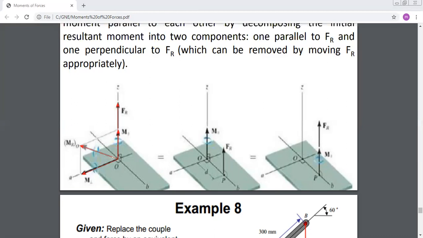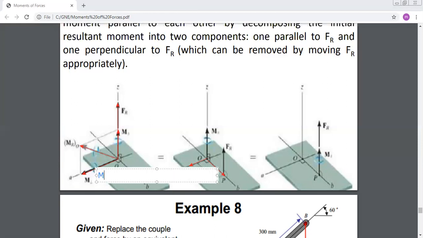Because as you can see here, if I move F in this direction, and I do the right hand rule, it will produce a moment about this axis. And the condition to have an equivalent system is that I should move the force F a certain distance d in a way to produce this moment vector along the A axis. So here I have the moment along A.